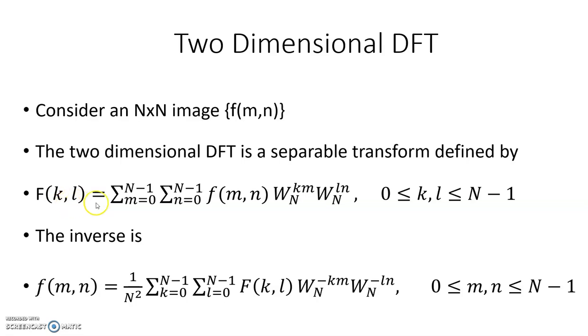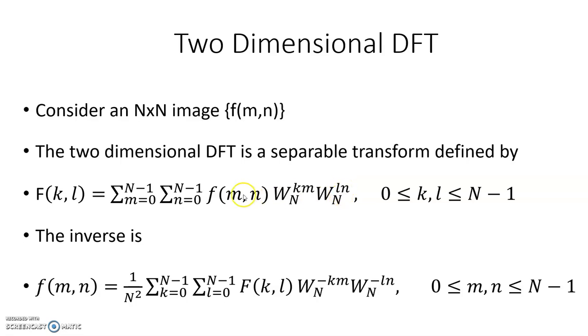Two-dimensional DFT is given by F(k,l), that is sigma m sigma n f(m,n). f(m,n) is my input image. I consider f(m,n) is of size N by N. So my m ranges from 0 to N minus 1 as well as my n ranges from 0 to N minus 1. Then you will be having W_N raised to km and W_N raised to ln.